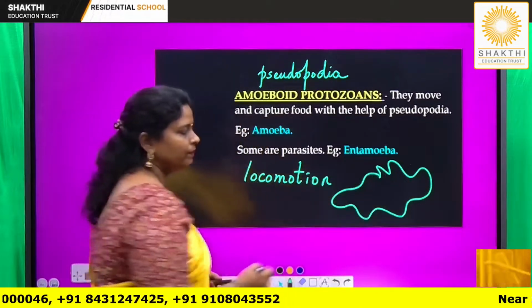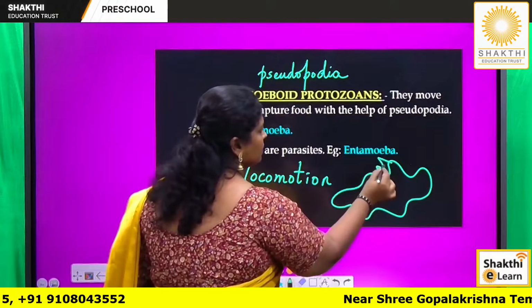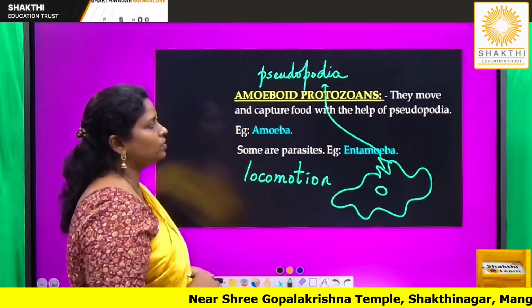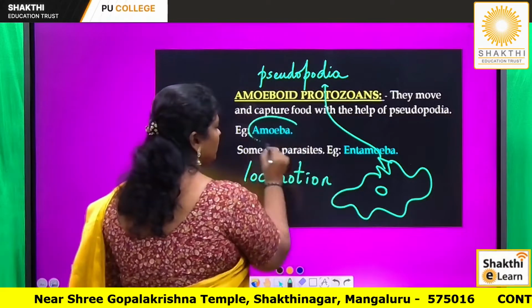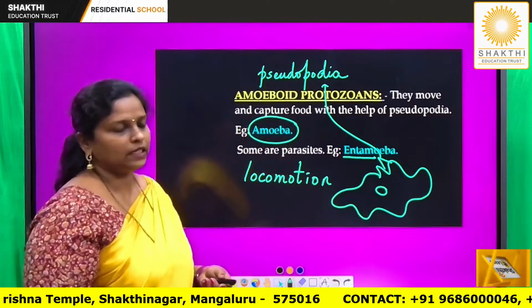Now if I draw an amoeba, this is how we will draw, isn't it? Irregular in shape, having a nucleus. What are these extensions? These extensions are nothing but pseudopodia. Okay, so this is a unique feature of amoeboid protozoans. A good example is amoeba. The one which is causing disease is Entamoeba, parasitic.